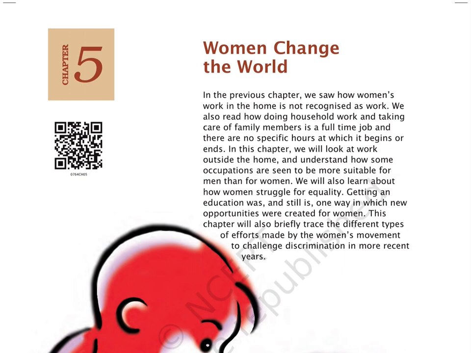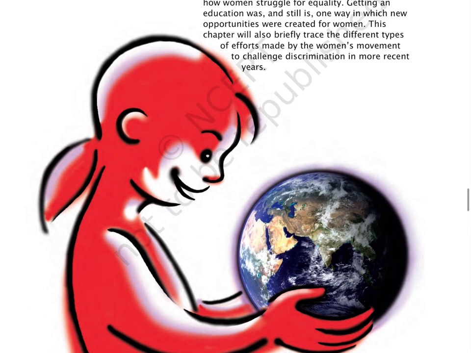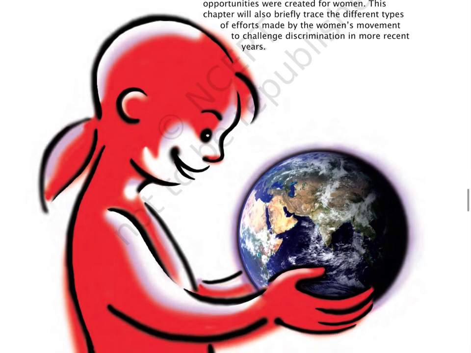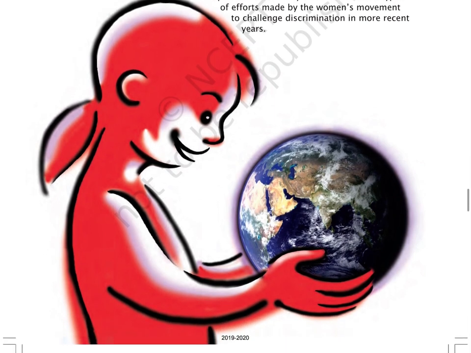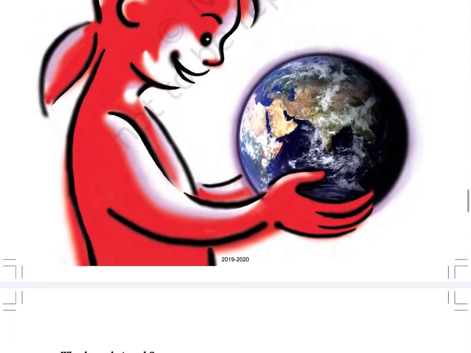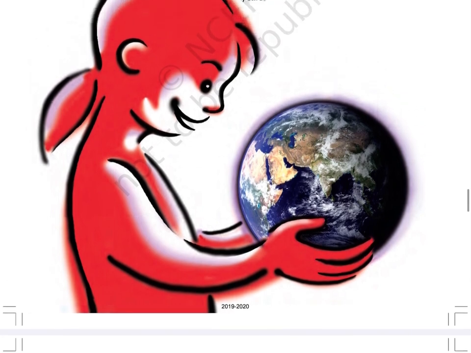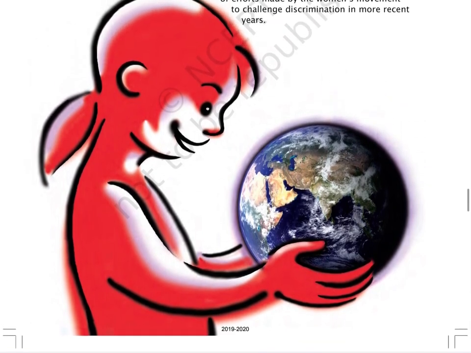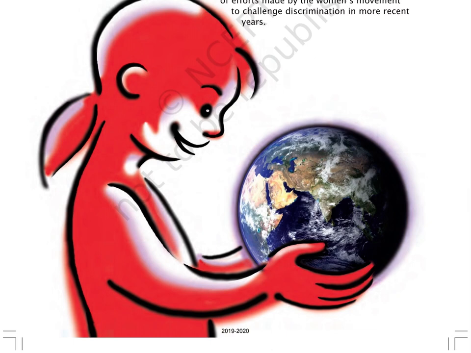Getting an education was, and still is, one way in which new opportunities were created for women. This chapter will also briefly trace the different types of efforts made by the women's movement to challenge discrimination in more recent years. On page number 54, there is a diagram given of a small girl holding the globe of the world in her hands, looking at it and smiling.